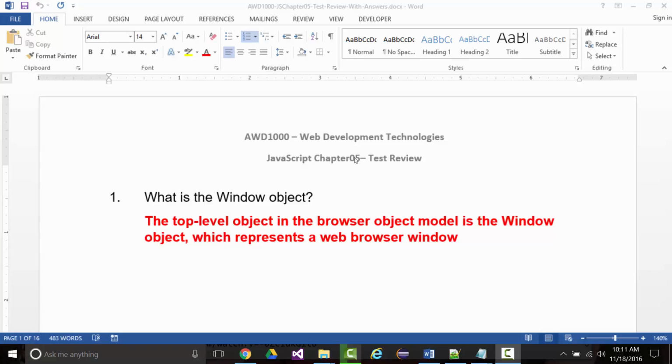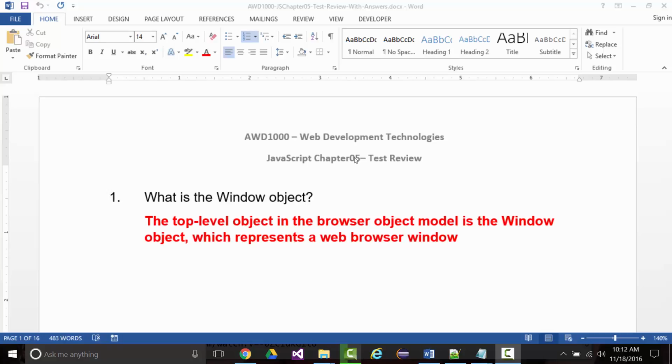So question one is, what is the window object? Remember, the window object contains all those other objects that we talked about. We looked a little bit at history, at nav, at screen, at location. We looked at those a little bit, but we spent the majority of the chapter on the document object. All right. So again, the window object, as it says, is the top level object.